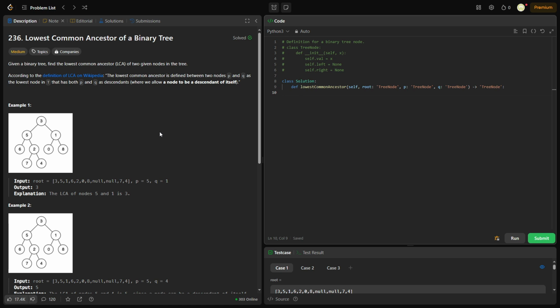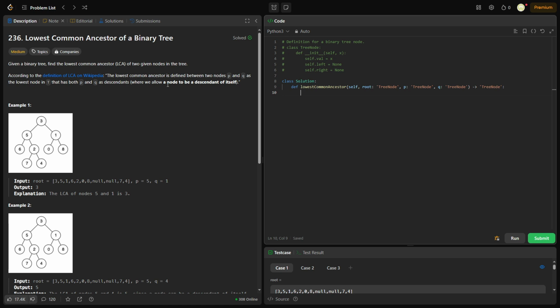So our approach is going to have to change a little bit. We just have to find the lowest common ancestor of two given nodes, which are P and Q, right? And the lowest common ancestor is defined between two nodes, P and Q, as the lowest node in T that has both P and Q as descendants, and we allow a node to be a descendant of itself, much like LeetCode 235, right?